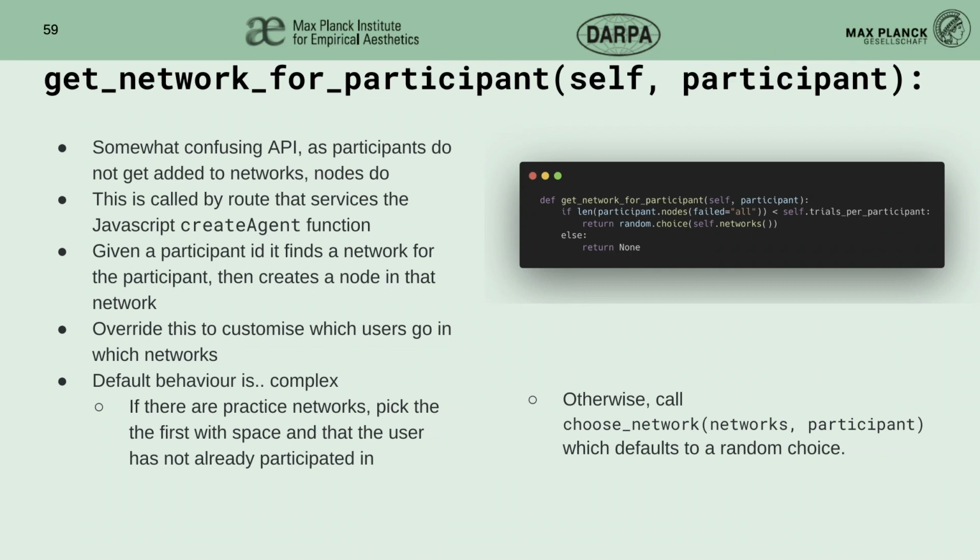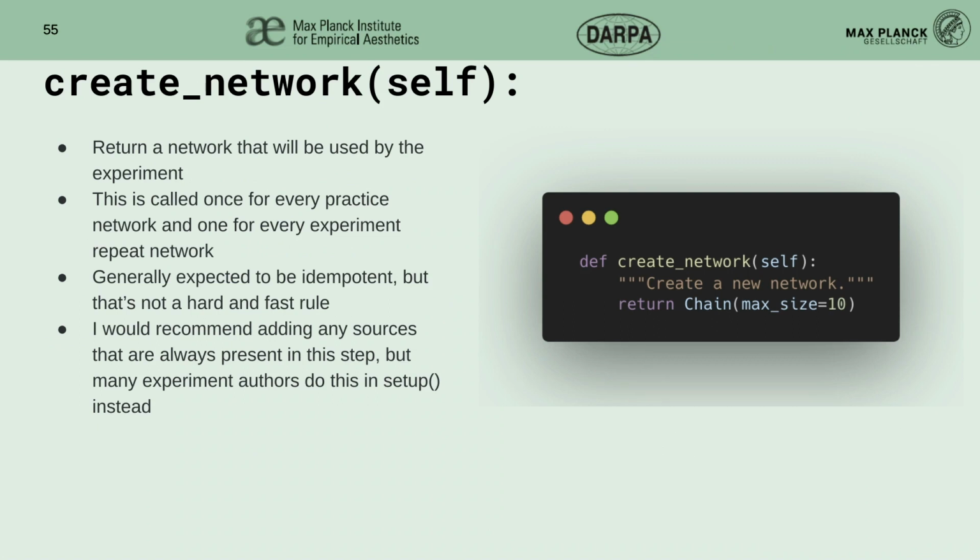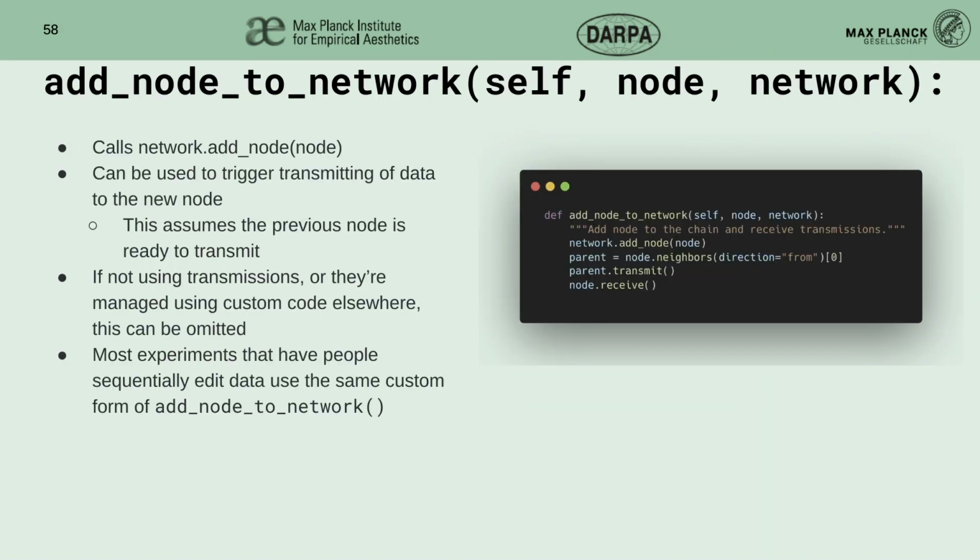So that's chain in the particular context of the War of the Ghosts demo. The next one is add node to network, which is, given you have a node that wants to be added to a network, make sure that node is added and do anything that needs to be done specific to your experiment as part of adding it, such as transmitting the info from the previous one. And the reason why that cannot be general is because the transmission could be different in different networks. So it distinguishes network structure from the process that plays out over that network.